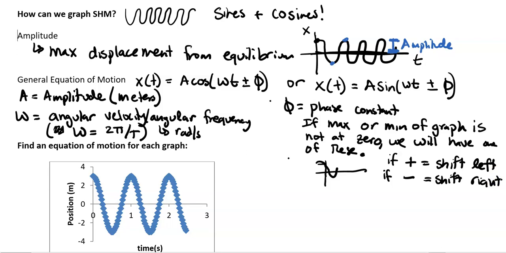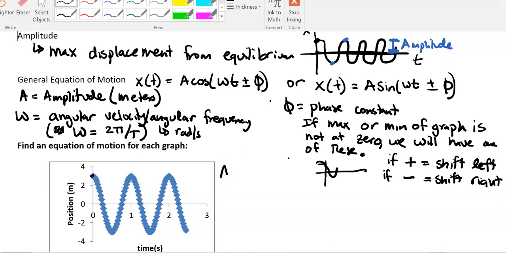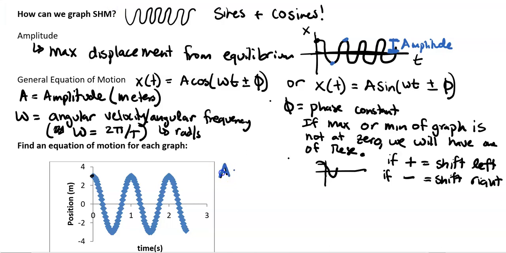Okay, so now let's go ahead and find an equation of motion for each graph. First thing I do, I go ahead and write down some information about the graph below. Let's figure out what the amplitude is. I'll do it in a different color just to mix it up. The amplitude is, again, the distance from equilibrium. That is just going to be 3 meters in this case.